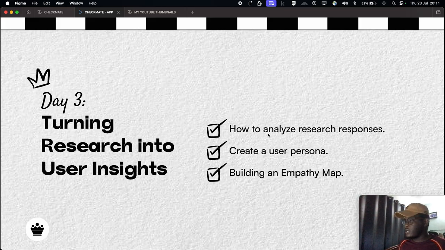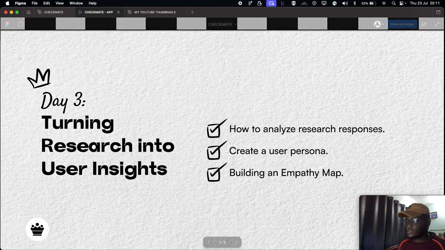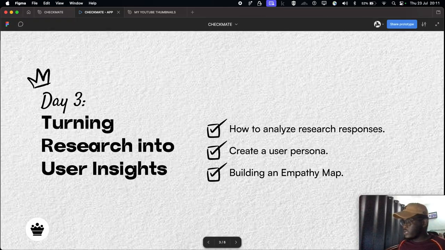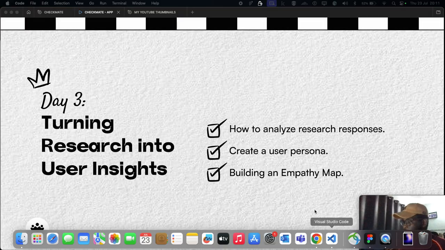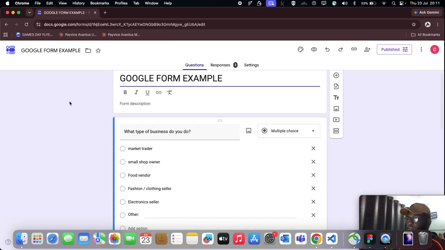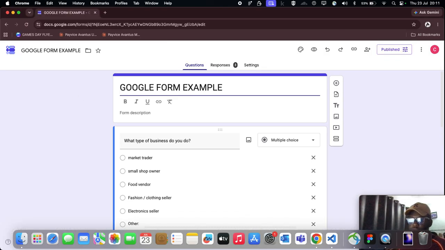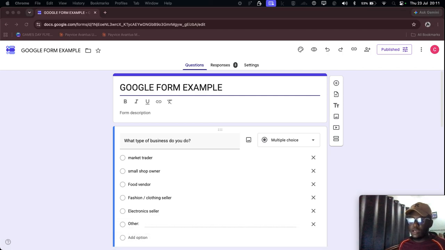So let's start with analyzing research responses. So now we are going with the idea that you have actually created your Google form, right? You have sent it to people, those 5 people I told us to send it to, and now we have a response from them, right? That's the idea or mindset we are going with.